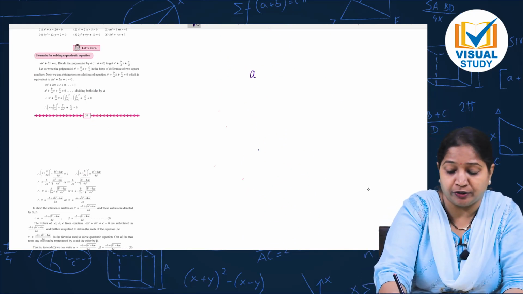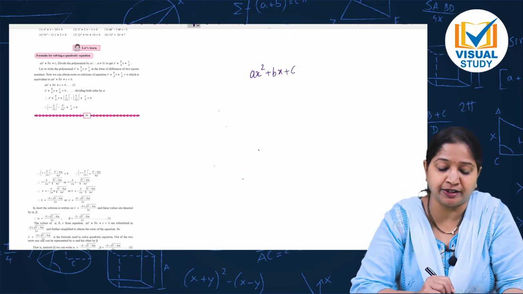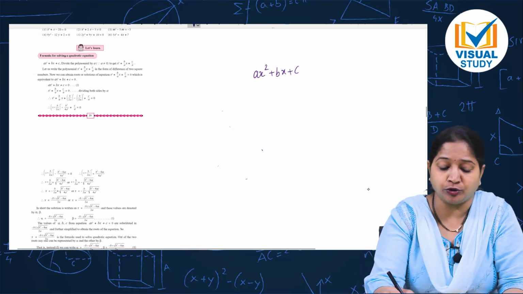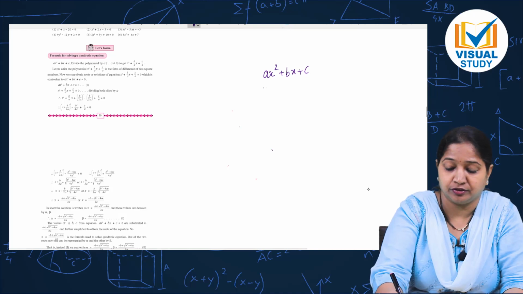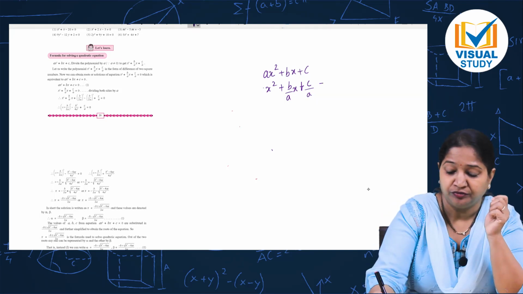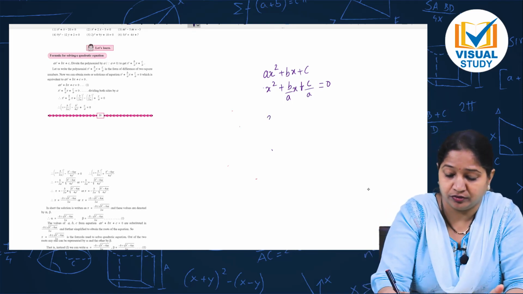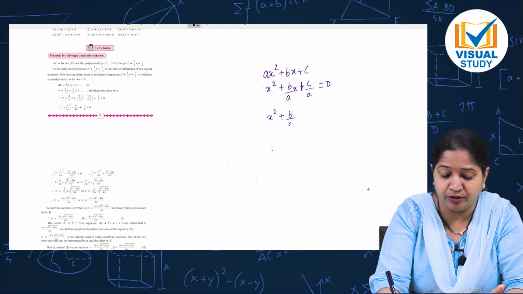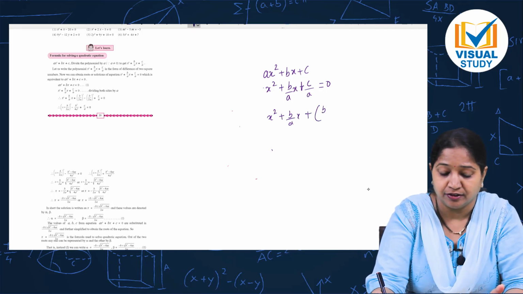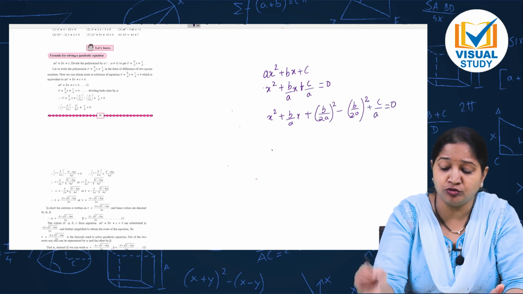What is this formula method? Your quadratic polynomial form is ax square plus bx plus c. Divide this polynomial by a. What do you get? x square plus b upon a x plus c upon a equal to 0. Now x square plus b upon a x plus b upon 2a whole square minus b upon 2a whole square plus c upon a equal to 0.